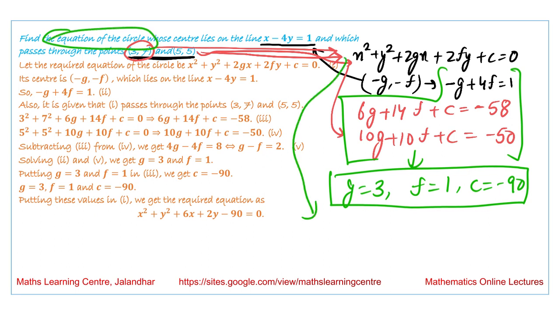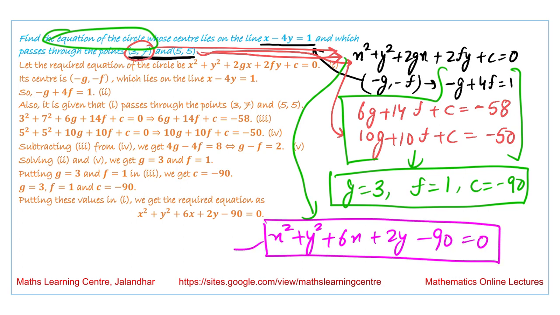So by substituting these values in this equation, we obtain that the equation of the circle is x square plus y square plus 6x plus 2y minus 90 is equal to 0. So this is the required equation of the circle satisfying these conditions.